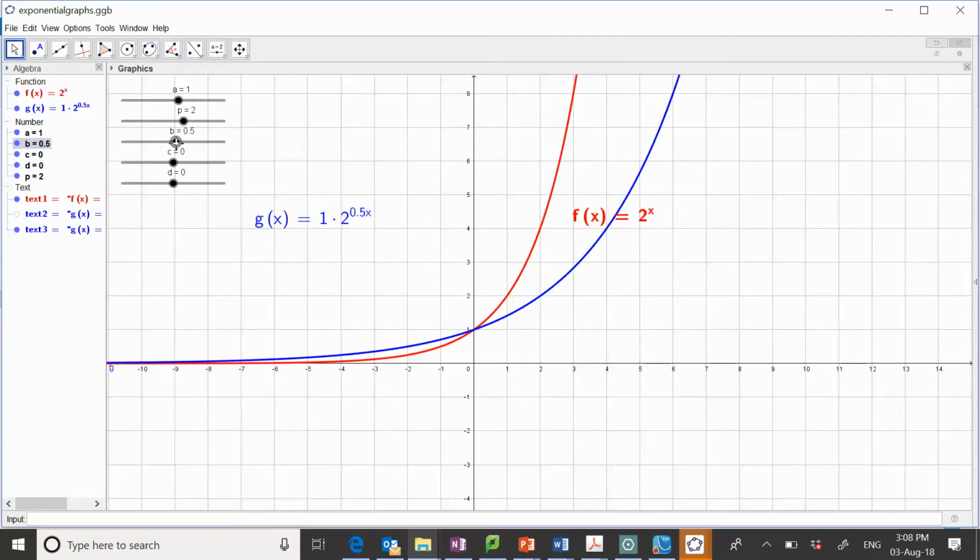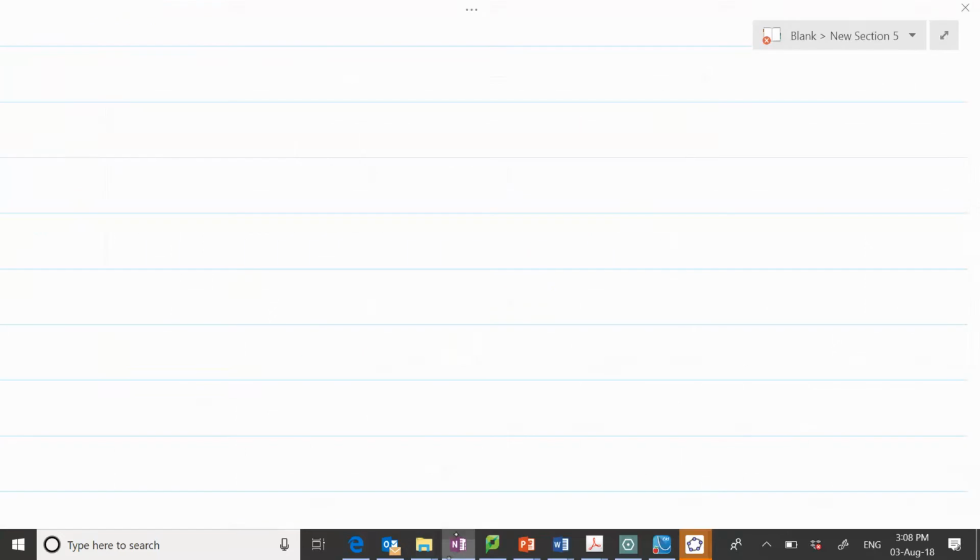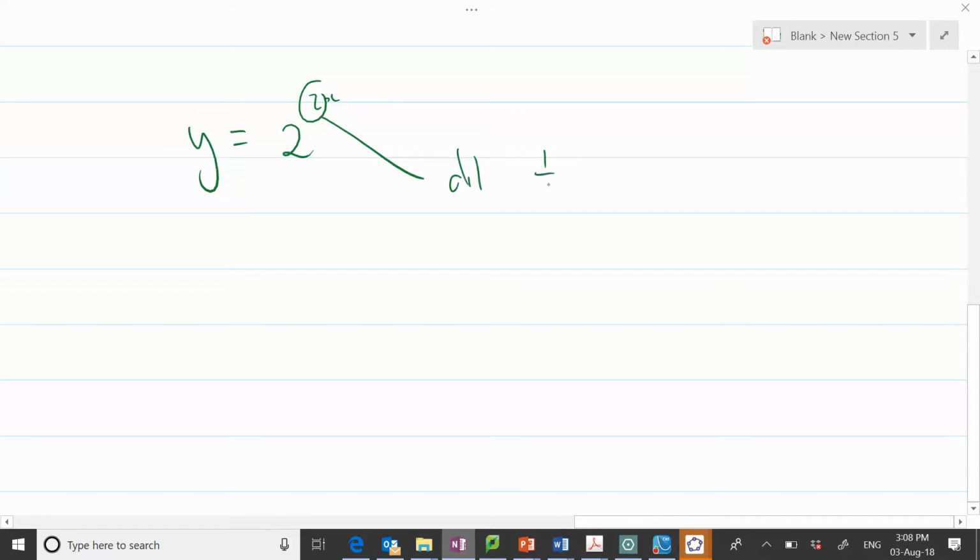But when it's a positive whole number, it's actually squishing. When it's a fraction, it goes outwards. Okay, so that's the confusion between the two, and it's mainly because of how we describe the dilation factor. Okay, so this is what I'm trying to say. So I'll try to draw for you. When you have y equals 2 to the power of 2x, this 2 is actually dilation factor half from the y-axis.